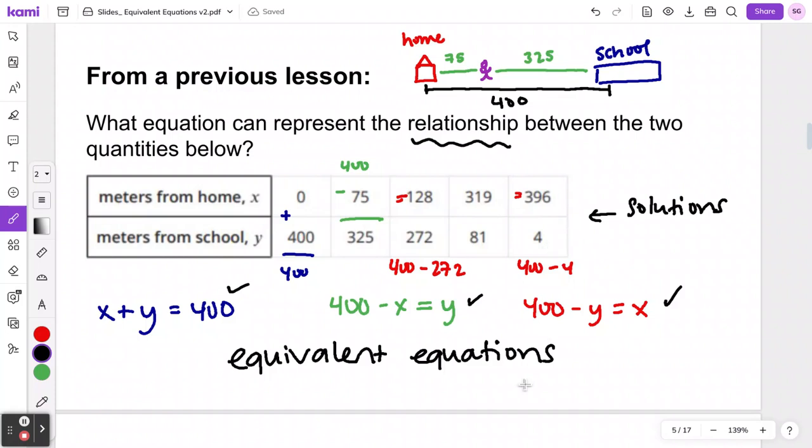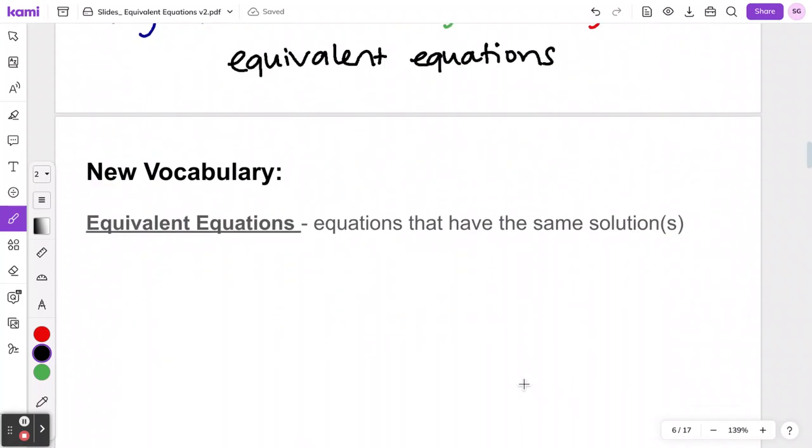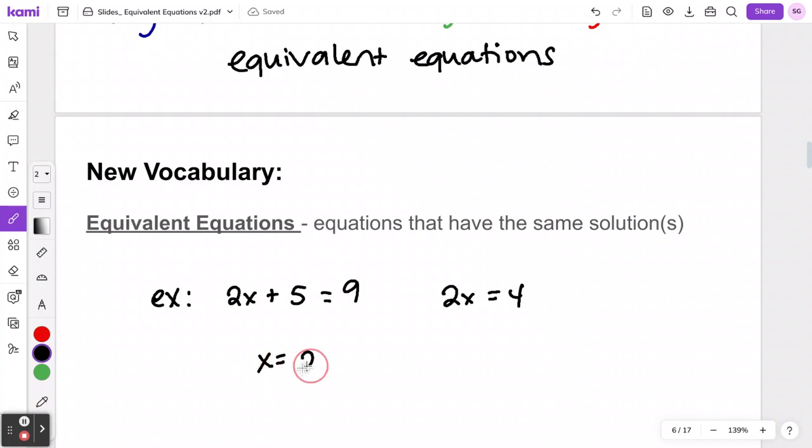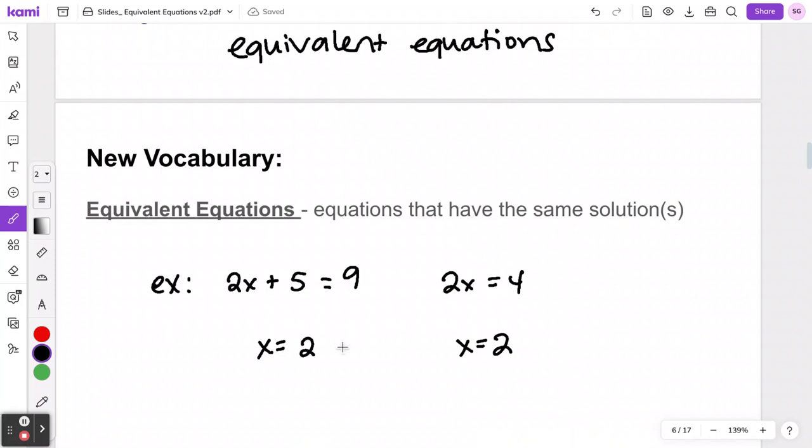You can also have equivalent equations that only have one variable. So something like, I'll give you another example here: 2x plus 5 equals 9, and the equation 2x equals 4. Those are equivalent equations because they would have the same solution. If I solve this first equation, I would have x equals 2. And if I solve the second equation, I would have x equals 2. They've got that same solution. And in this situation, there is only one solution that they share because there's only one solution to the equation.